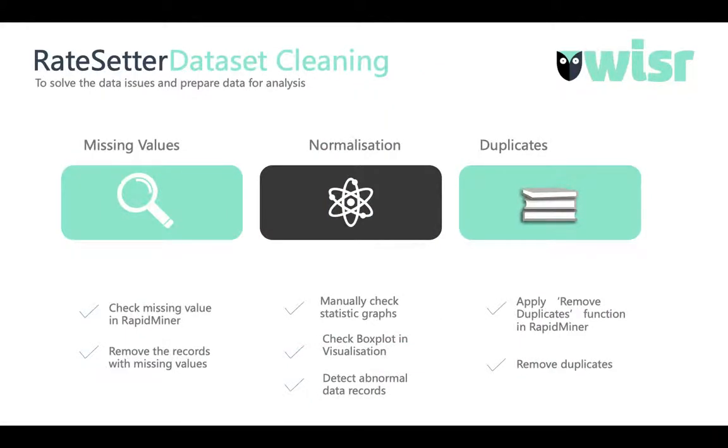As for the data cleaning, we began by checking for missing values in RapidMiner, and there is no missing value in our dataset. Next, we checked the distribution of our numerical data by analyzing the statistic graphs. In addition, we detected abnormal records by viewing box plots in the visualization part of RapidMiner. As a result, none of our data is normally distributed, and although abnormal data exist, they are reasonable and can be explained, so we kept our dataset as it was. After that, we removed one duplicate by using the remove duplicates function in RapidMiner.